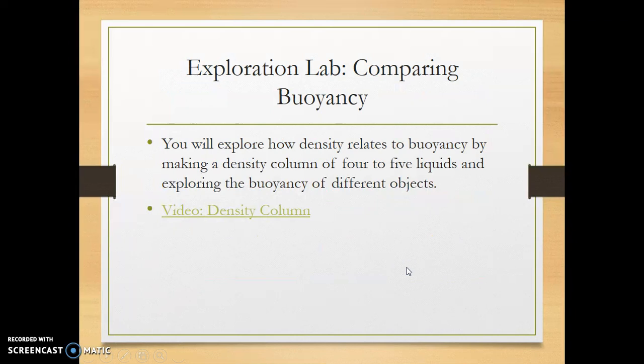So you're going to do a lab. It's called Exploring Lab Comparing Buoyancies, and you're going to relate buoyancy by making a density column of 4 or 5 liquids. You're going to take rubbing alcohol, water, corn syrup, and vegetable oil, and you're going to have to calculate the density of the liquids, and then figure out how to pour them into a cup with the greatest density at the bottom and the least dense material at the top. We'll talk more about this on Tuesday. That is your lab. Please have your flipped classroom notes complete so we're ready to go.